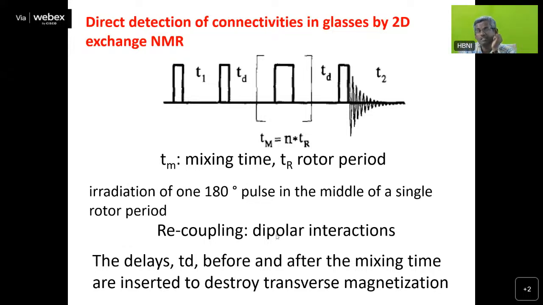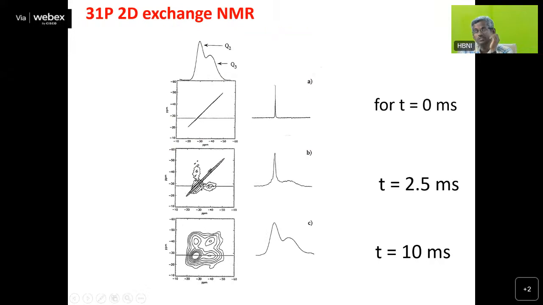That is what I have written here. The recoupling of the dipole interaction takes place. Once there is a dipole-dipole interaction, magnetization will exchange, and you can have a signal along both the x and y axes. That is what we see here. One axis is the single pulse for one dimension, and the other axis takes into consideration the magnetization exchange.